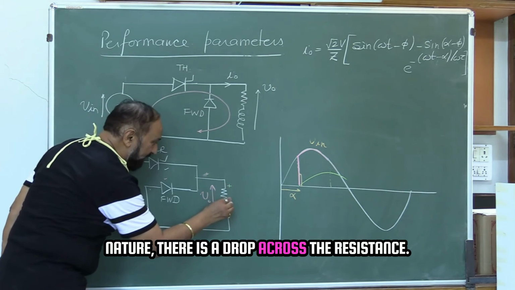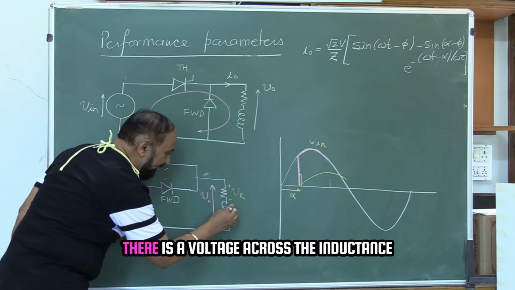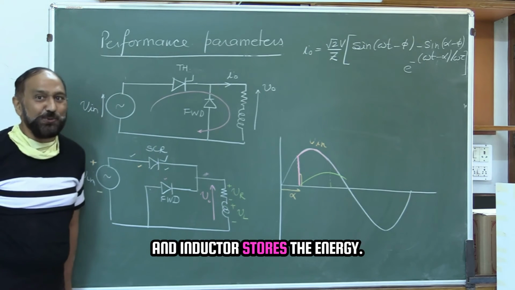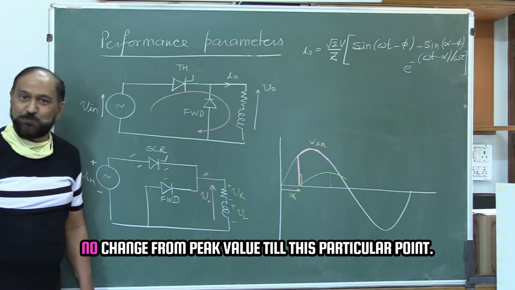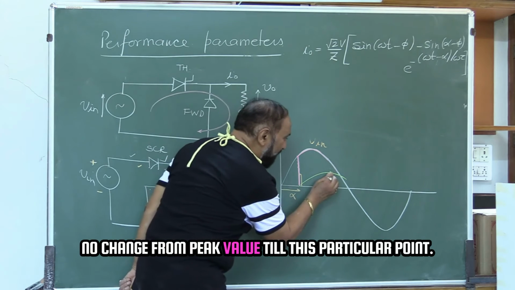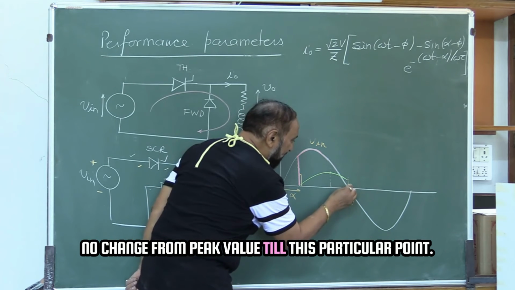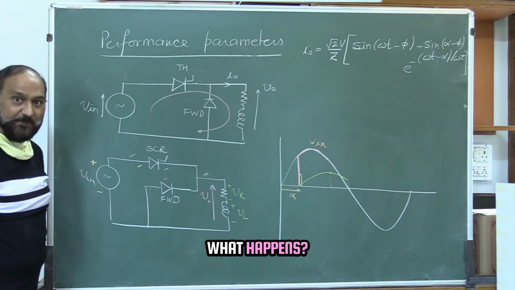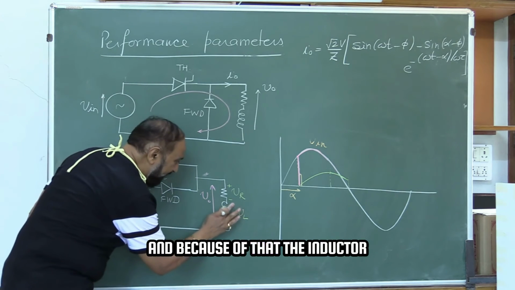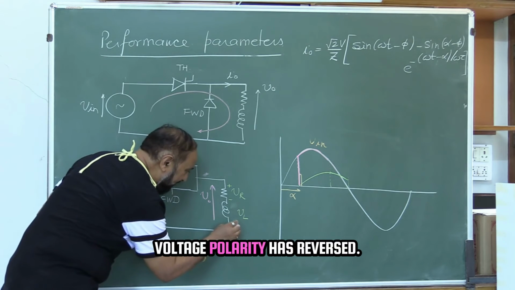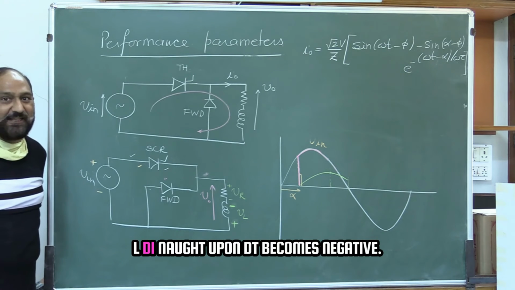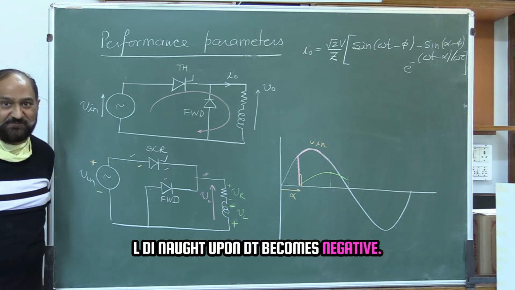Now when the current is of increasing nature, there is a drop across the resistance, there is a voltage across the inductance, and the inductor stores the energy. No change. From peak value till this particular point, what happens? Current is of decreasing nature, and because of that, the inductor voltage polarity has reversed. L di naught upon dt becomes negative.